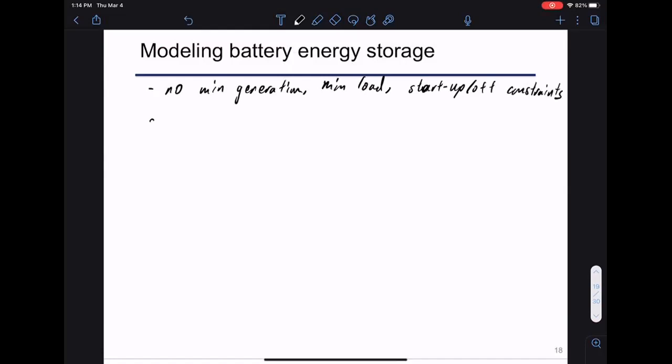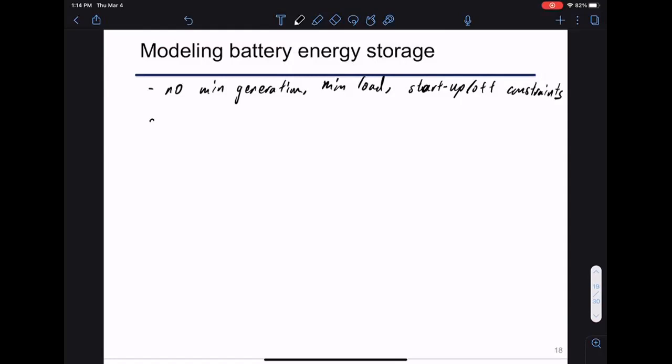Okay, so when we model a battery, how is a battery different from, let's say, a generator? Well, for generators, you have minimum generation, minimum load, startup and shut off constraints, you have all that. Whereas for a battery, we don't have these. There's no minimum generation of a battery. There is no minimum amount it has to consume. And there are no startup or shutdown costs. Okay, so we don't model these.